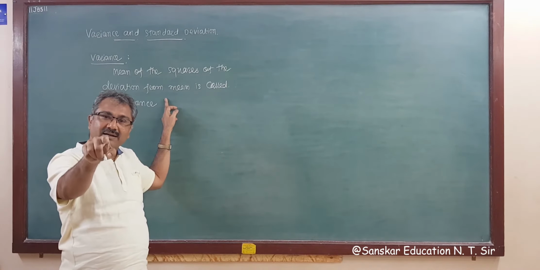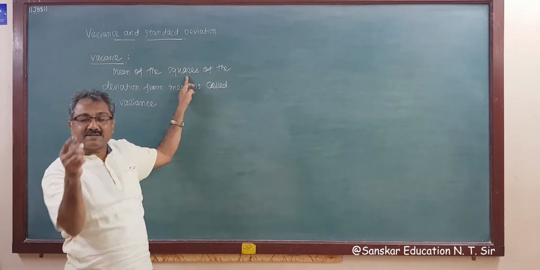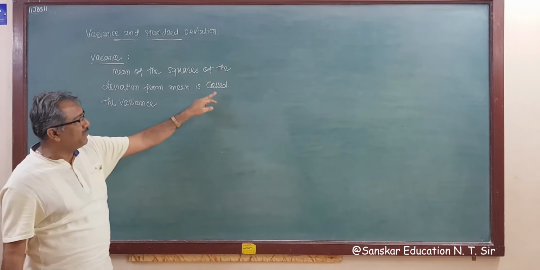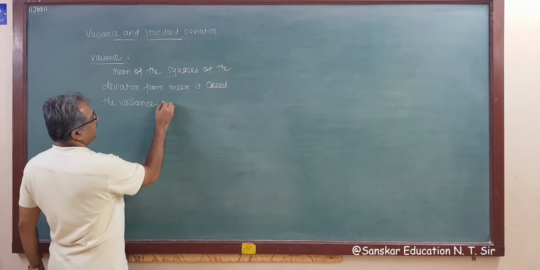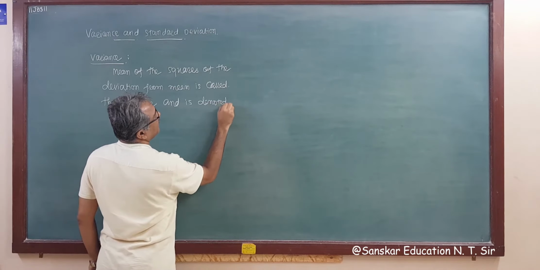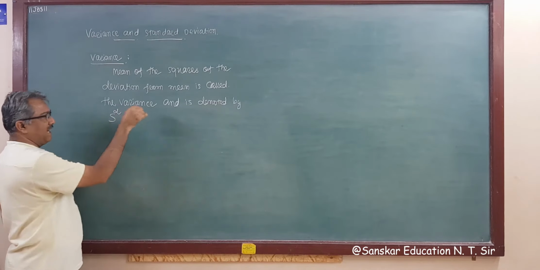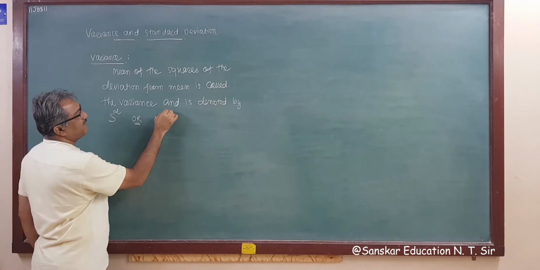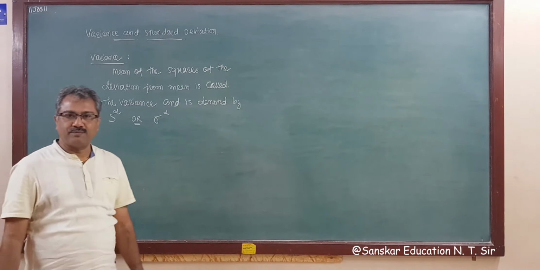that is xi minus x bar. Now mean of the squares, squares means xi minus x bar whole square, right? So the mean of the squares of the deviation from mean is called the variance, and is denoted by either s square or you can write sigma square also.